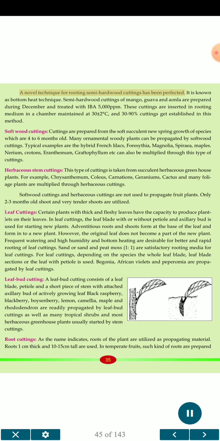35. A novel technique for rooting semi-hardwood cuttings has been perfected. It is known as the bottom heat technique. Semi-hardwood cuttings of mango, guava and aonla are prepared during December and treated with IBA 5000 ppm. These cuttings are inserted in rooting medium in a chamber maintained at 30 plus or minus 2 degrees Celsius, and 30 to 90% of cuttings get established in this method.